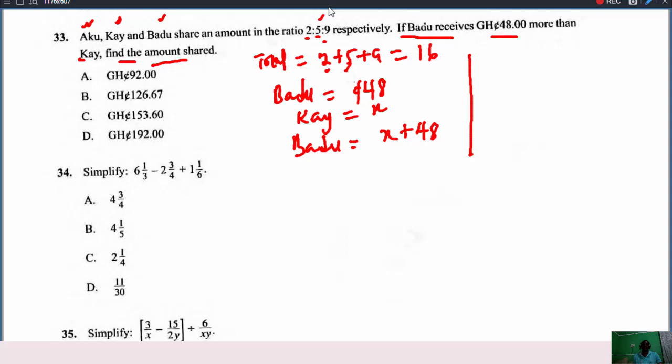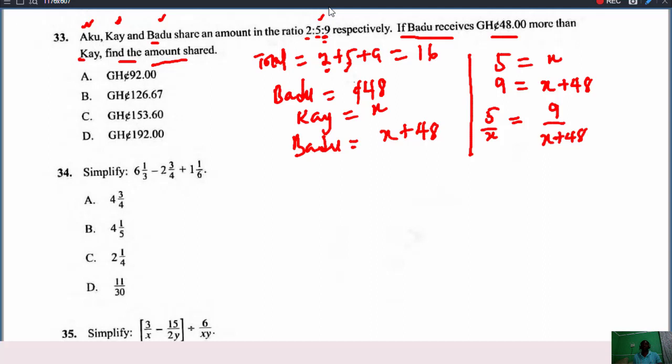Bedu's K's ratio is 5. So 5 is equal to X. Then Bedu's ratio is the 9, which is Bedu is the last person. So that one is the 9. So 9 is equal to S plus 48. So we use correlation, or in terms of ratio or proportion. So it will be 5 over X is equal to 9 over S plus 48.